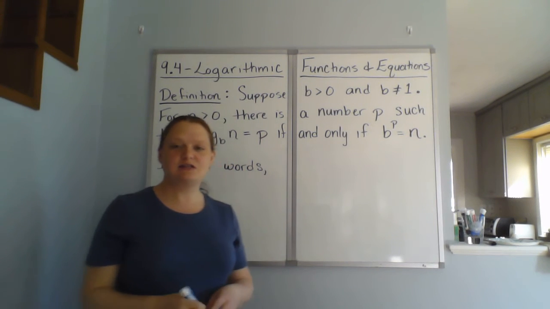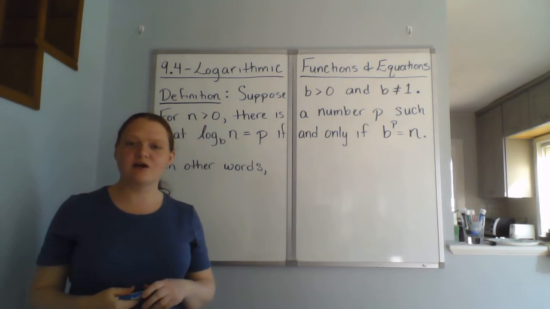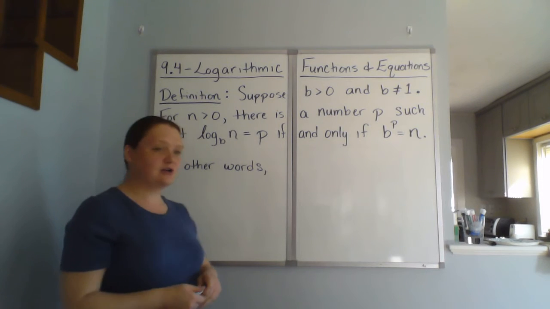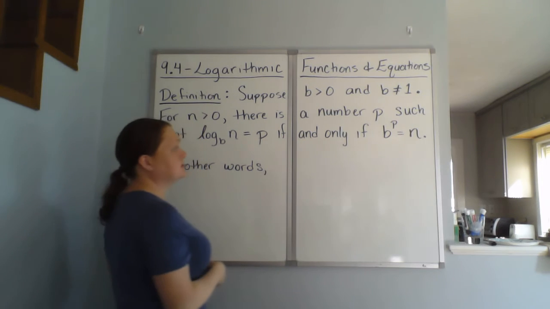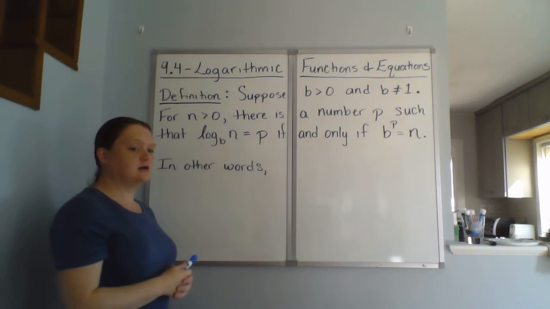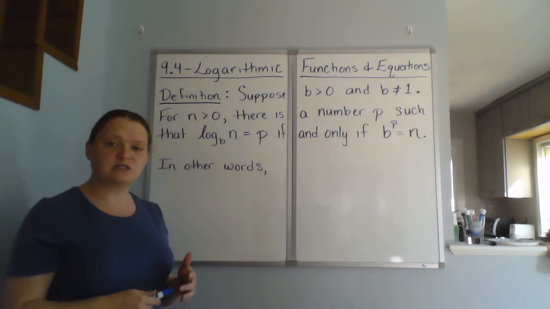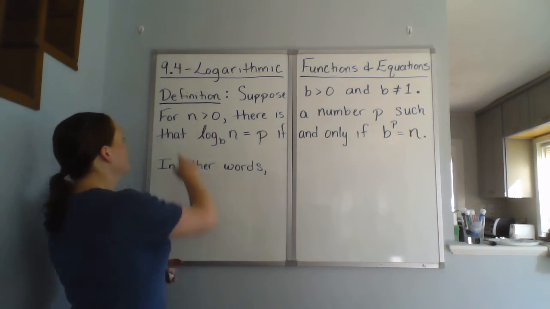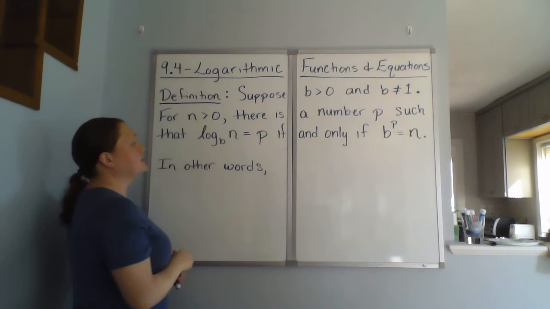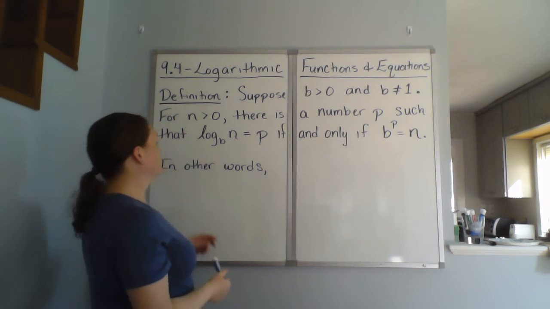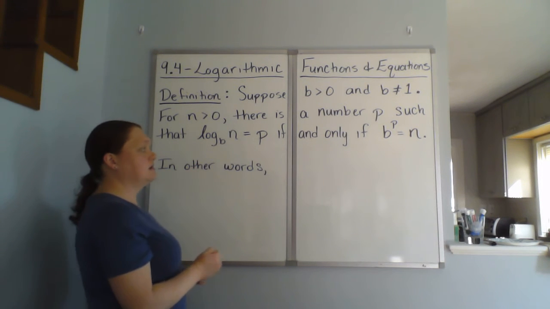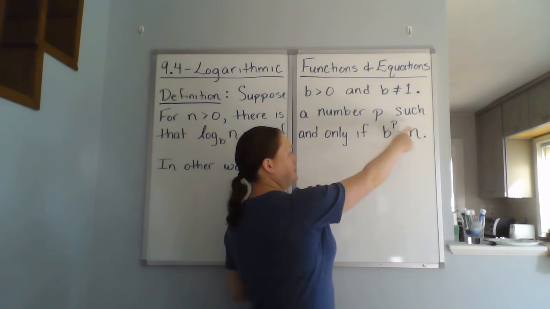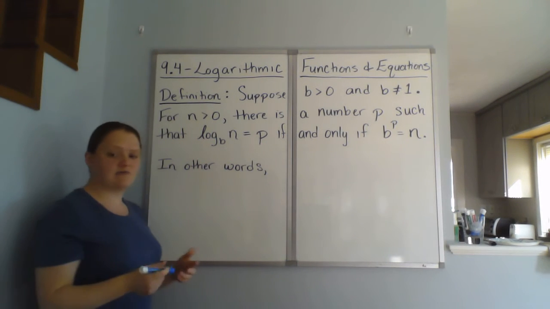Hey guys, so today we're going to take a look at section 9.4, which is all about logarithmic functions and equations. Alright, so we're going to start with our definition of a logarithm. Suppose you have a number b that's greater than 0 and it's not equal to 1. That's going to be the base of our logarithm, just like the base of an exponential is any positive number other than 1. For some number n greater than 0, there is a number p such that log base b of n is equal to p, if and only if b to the p power is equal to n. Okay? What does that really mean?